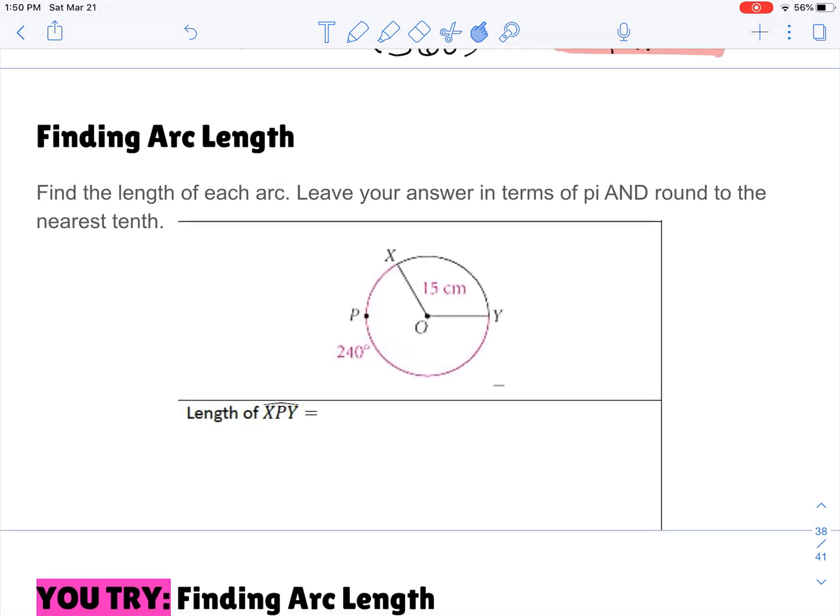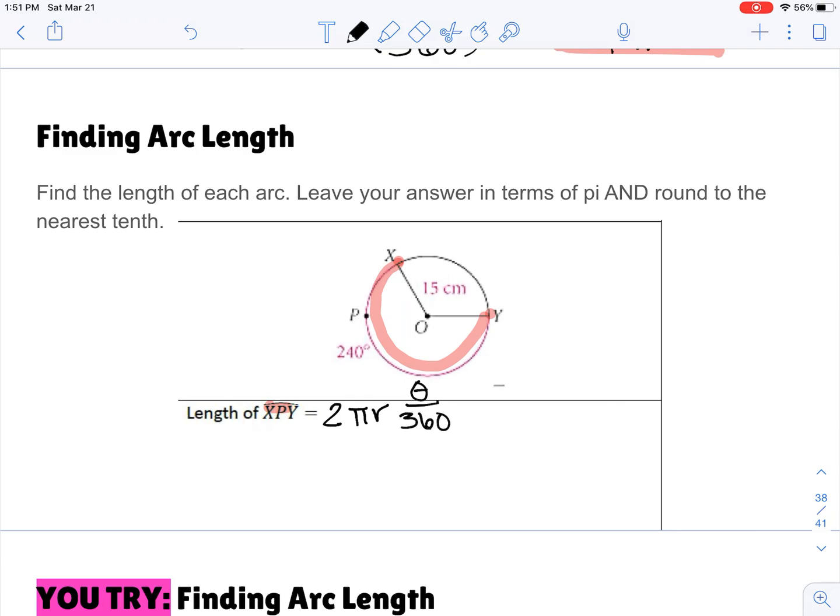We're going to find the length of this arc, and this time it's arc XPY. Because it's listed with 3 letters, we know it is the major arc, right? We're starting with X, Y are our endpoints. It goes through P, so it would be this way. We start off with our equation. The length of arc XPY would be 2 pi r theta over 360.